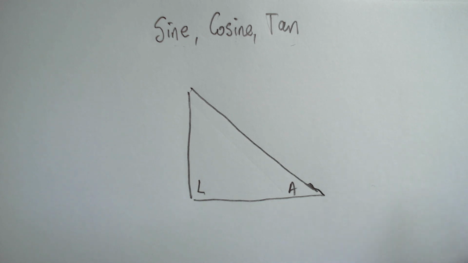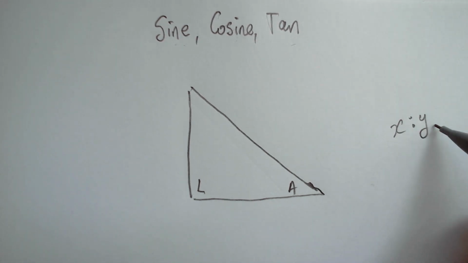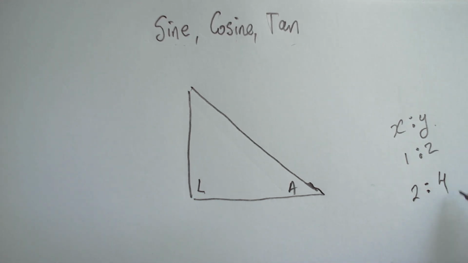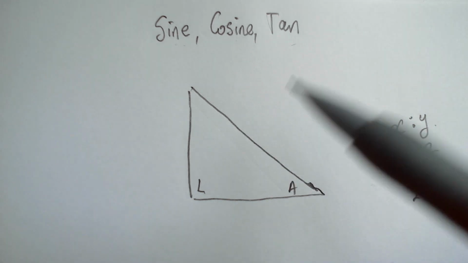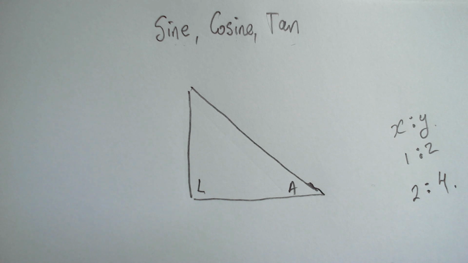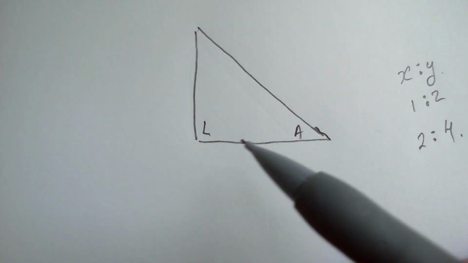So these three terms, sine, cos and tan, are called the trigonometric ratios. You know that if I give you a ratio x is to y, as 1 is to 2, well then if we double x, we're going to have to double y. So we now have 2 is to 4. And that's exactly what sine, cos and tan do. They tell us how the sides of the triangle relate to one another for a given angle.